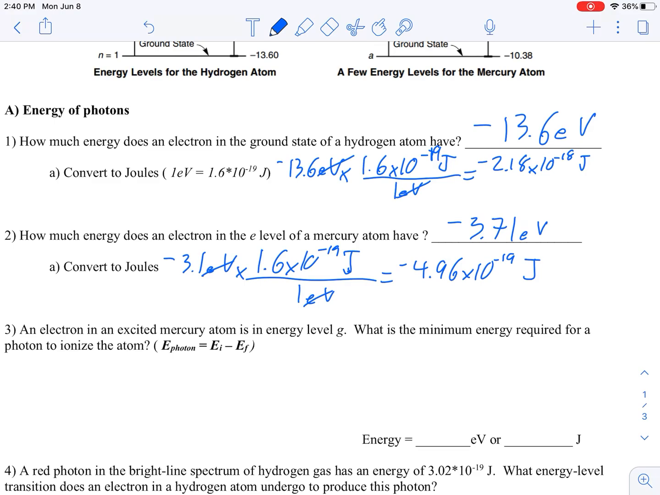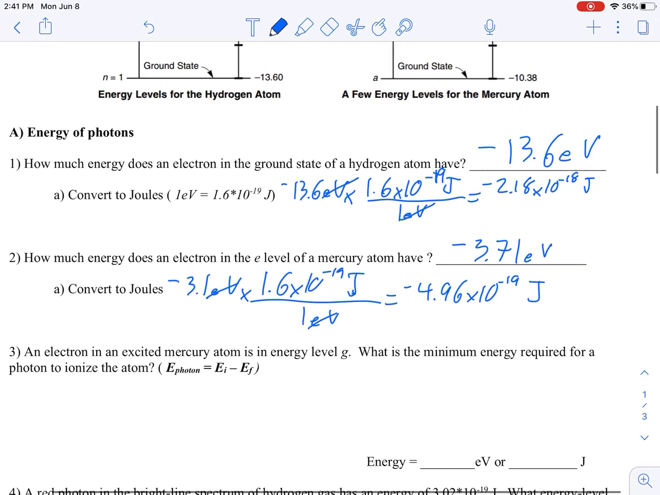All right, so an electron in an excited mercury atom is in energy level G. What is the minimum energy required for a photon to ionize the atom? All right, so let's try this out. Well, let's try out a few things first.